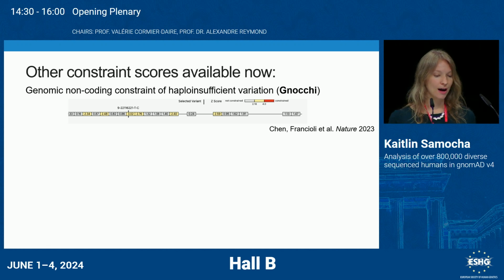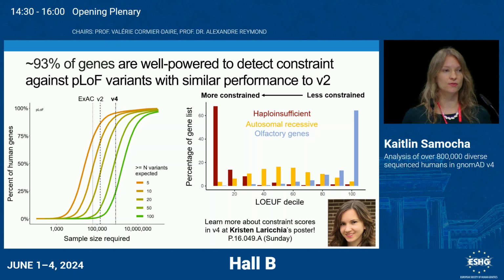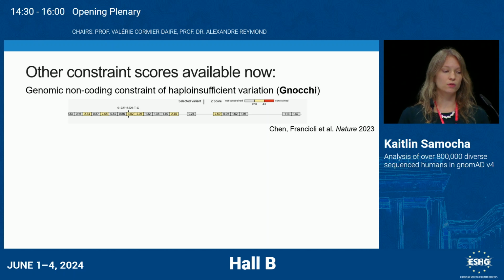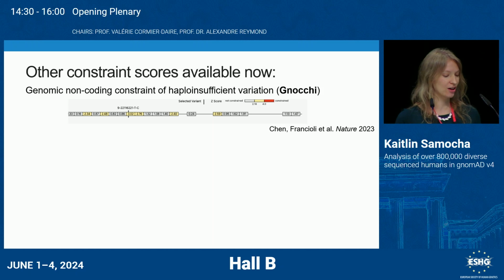We also have other constraint metrics. I should say I'm a little biased. I really like the gene level ones. I've been in exomes for a while, but there's other things within our genome to look at. So we do release non-coding constraint scores. These are Z-scores from a genomic non-coding constraint of haploinsufficient variation. That's depicted both on the region view and on the variant page.